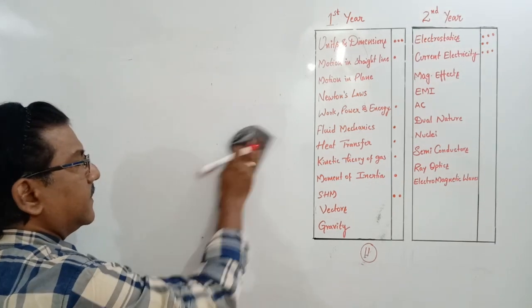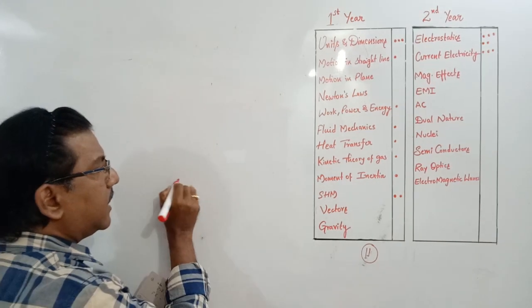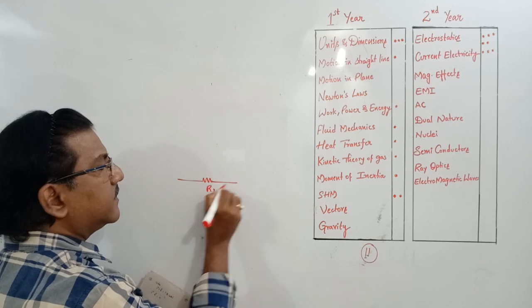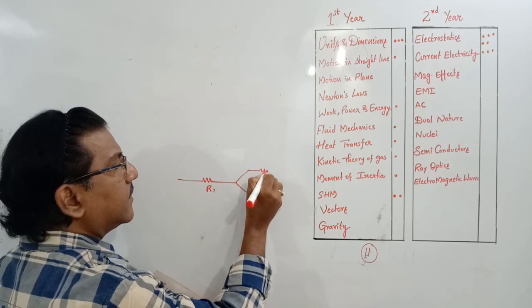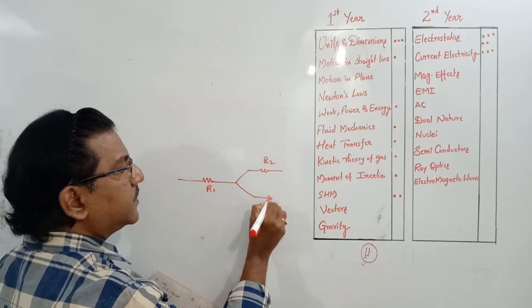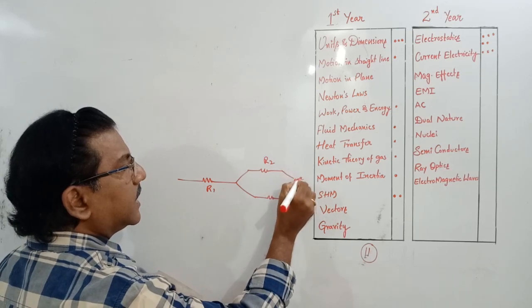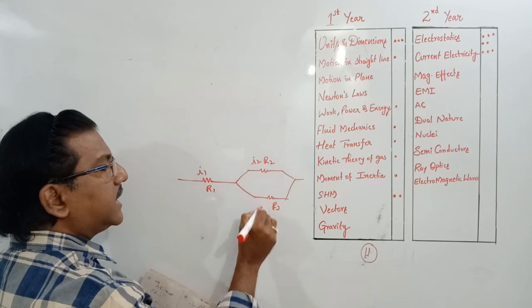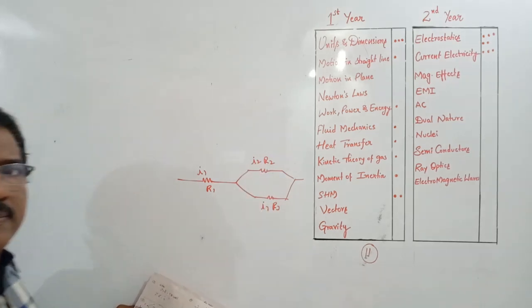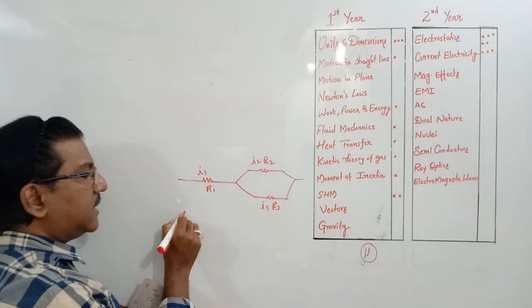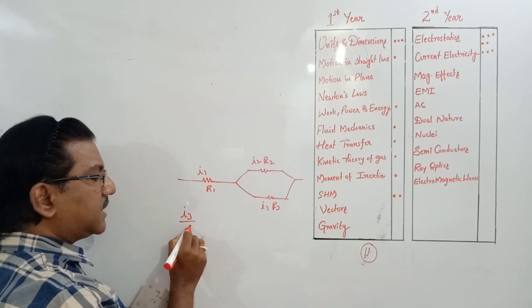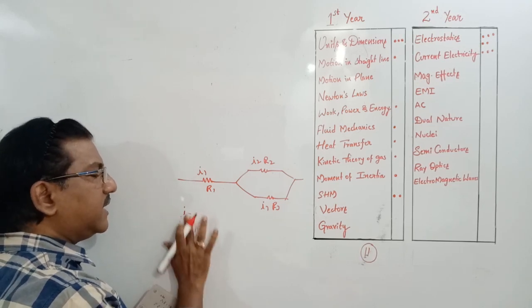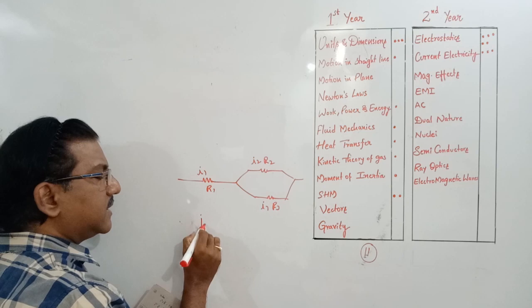Resistances. Here is R1. Here is R2. Here is R3. Here is I1. Here is I2. Here is I3. It is asking I3 minus I1. Okay, first we go for I3. What is there in it?